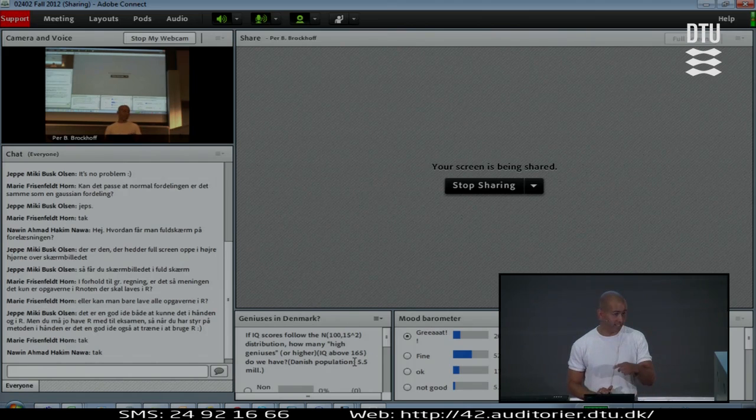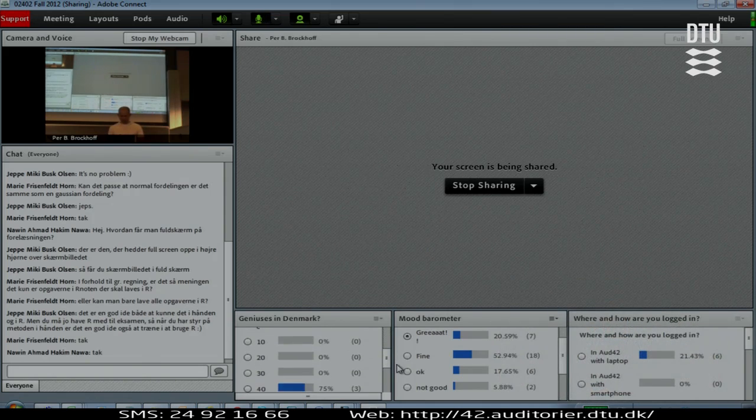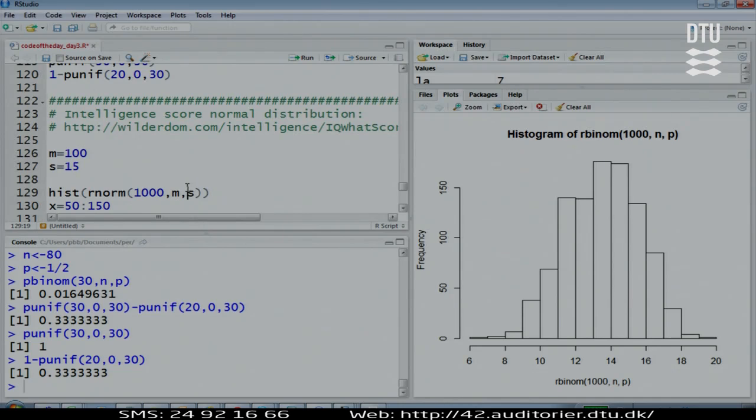They said Einstein had 160-something. But then again, I don't think Einstein was particularly intelligent, was he? Or was he? 160 is pretty good, though. If you believe that these numbers make any sense, you may not believe that. Anyway, if you believe that they do make sense, how many Danish people do we have above 165? Did we have any? We had 3 guessing 40 and none else. So 40 Danes with this number.